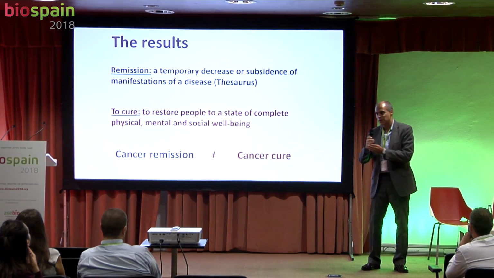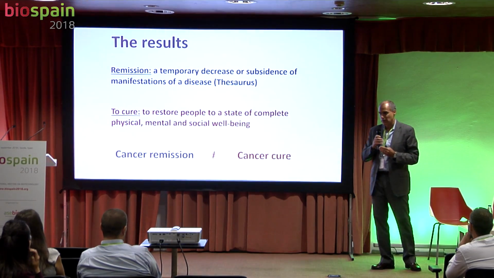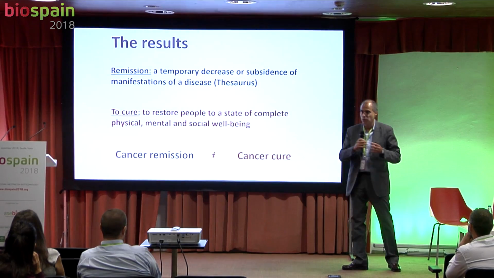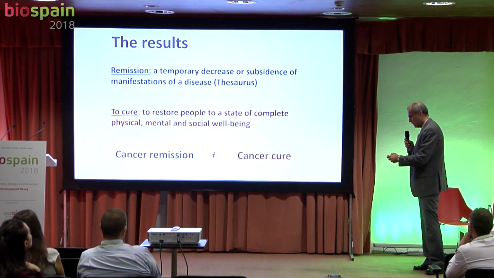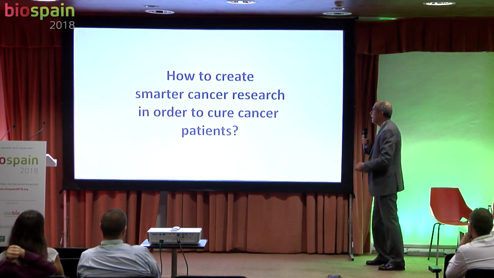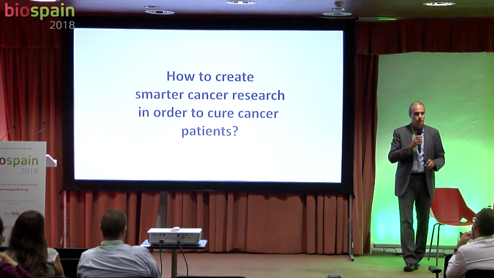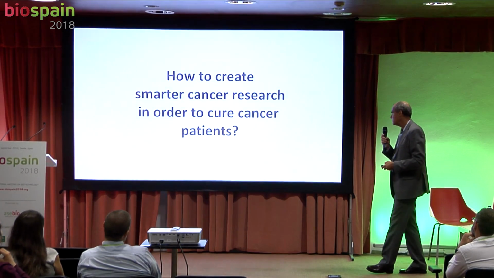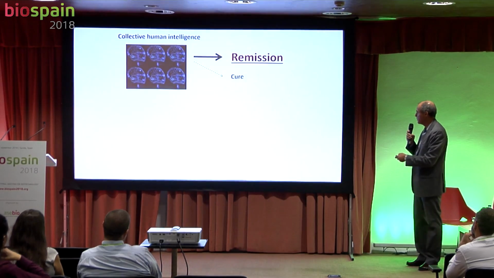It's better to live 10 years more than die in 6 months. And this is what we are doing with our current treatments. But we are not curing most of our patients. We always have a subset of patients that will benefit and be cured. But in most of them, we are inducing cancer remission. So how do we create smarter cancer research in order to cure cancer patients, not just induce remissions? This is the current model: collective human intelligence, inducing remission.